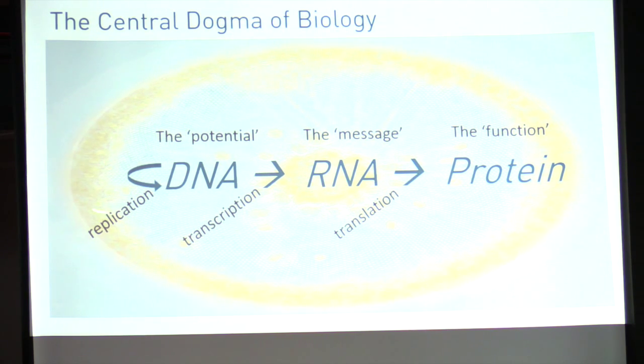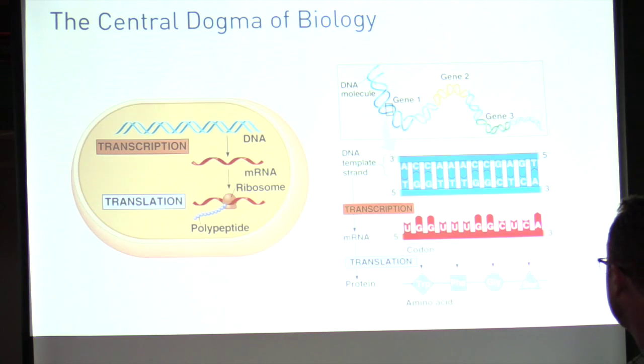DNA can be replicated within the cell. It's then transcribed to produce a message within the cell, and the message is in the form of RNA. The RNA is what actually gets translated by the cell machinery into proteins. So it goes from the potential of the cell to the message to the actual function, because it's actually the proteins that we rely on for performing necessary cellular processes.